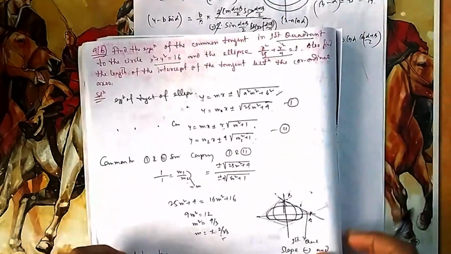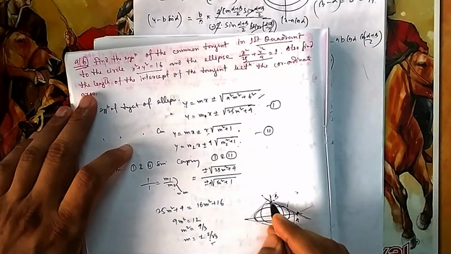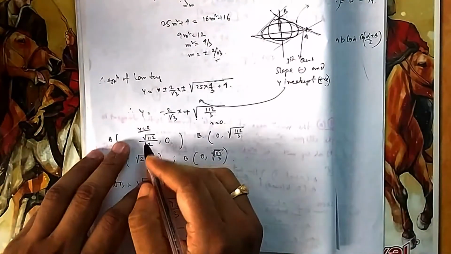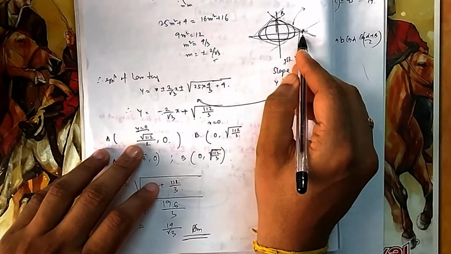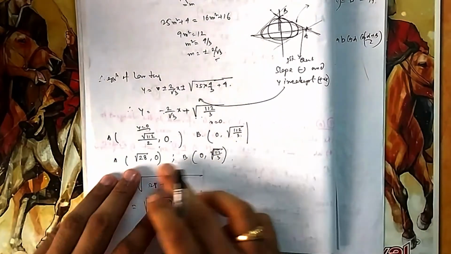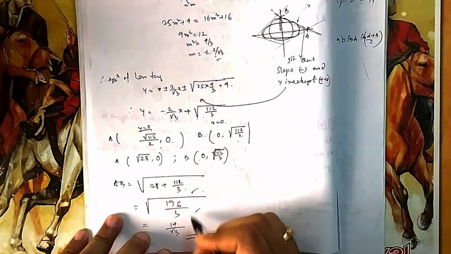Now what they are asking is to find the length of the intercept, this intercept. So you need to find this point and this point, then use the distance formula. To find these points, you will put x equal to 0 or y equal to 0. If y is equal to 0, then you will find this point. If x equal to 0, then you will find this point. So the distance between these two is AB. You can use the distance formula: this minus this whole square, plus this minus this whole square, this is the distance.